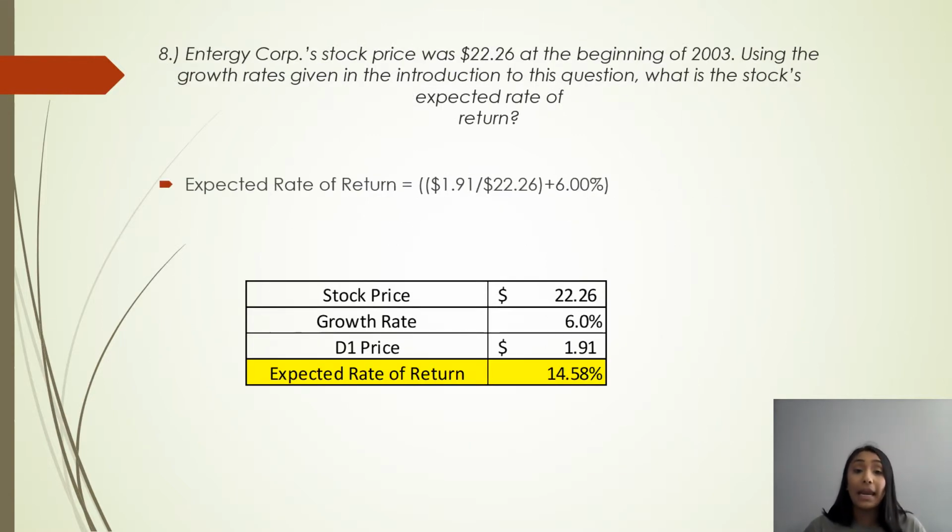For question 8, it was asking what the stock price was at the beginning of 2003 using the growth rates given in the introduction question. And it asks for the stock's expected rate of return. To get the expected rate of return, I used the D1 price and divided that by the stock price, and then I added the growth rate to get 14.58%.